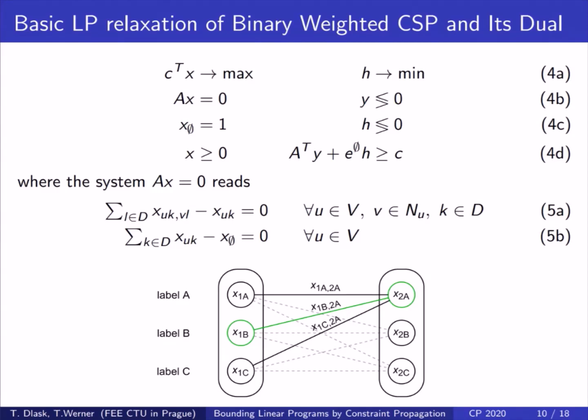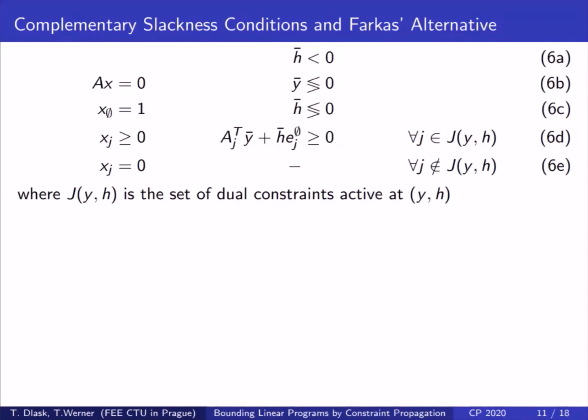We remark that optimizing the dual LP can be seen as minimizing an upper bound on the optimal value of the weighted CSP by equivalent transformations of the weights. Assume that we are in a dual feasible solution y hat. The corresponding complementary slackness conditions are given by the left-hand system 6, where the only difference to the constraints in the primal LP is that some of the variables are forced to be 0. In particular, J of y hat denotes the set of dual constraints active at the dual solution y hat. In other words, J contains the indices of the active tuples. On the right, we wrote the Farkas alternative, which is feasible if and only if the left-hand system is infeasible.